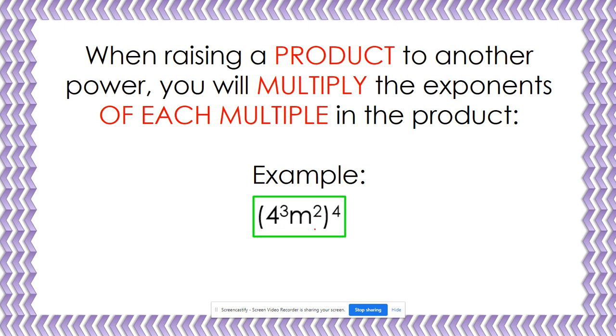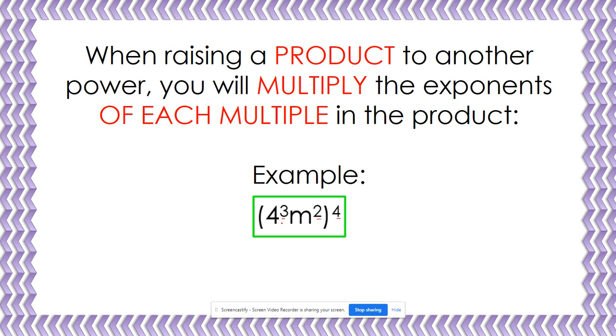What you notice is that the product is in parentheses and the whole product is being raised to the 4th power. When you have a product or a quotient in parentheses, the rule is still the same. You are still going to take the exponents and multiply. So this would be 3 times 4, and then this one would be 2 times 4. And you have to make sure that you do this for each factor in the problem.